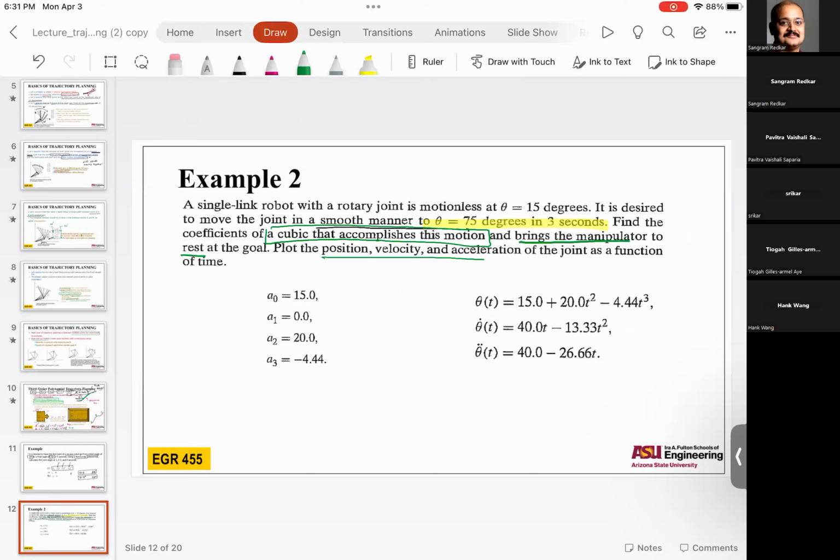The technique is again similar. So what you do is you use the third order polynomial, take the derivative, and equate it to the appropriate values. So theta is equal to 15 degrees when time is equal to 0. Theta is equal to 70 degrees when the time is equal to 3 seconds. And then you come up with this equation. And at the end, you generate a plot of time on the x-axis, and theta, theta dot, or theta double dot on the y-axis. So that is how you can solve this problem.